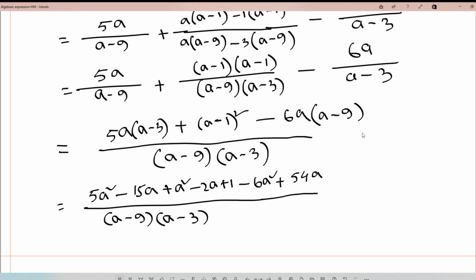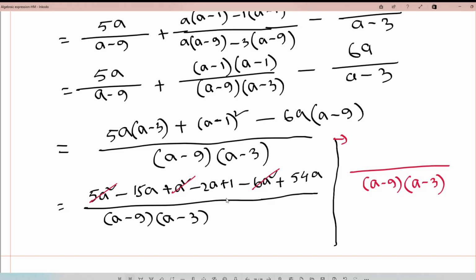So now what can we do? We can write here a minus 9 into a minus 3 in the denominator. So look, here is 5a square plus a square and minus 6a square, so all a square will be out. And here, look, minus 15a and minus 2a, it will become minus 17a. Minus 17a and plus 54a, it will become 37a, and here is only plus 1. So this is our answer.